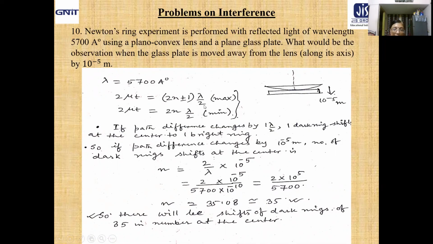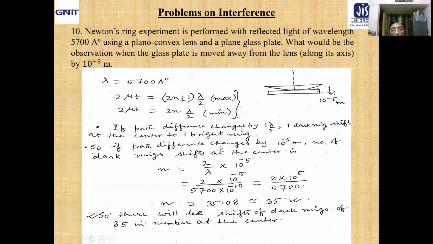Now just take a look at the right hand side. In between the maximum and minimum, there is a change of lambda by 2 in the path difference. That means if path difference changes by lambda by 2, one dark ring at the center shifts to one bright ring. Isn't that? Because in reflected system at the center, we used to get the dark ring. Now, if path difference changes by lambda by 2, there will be a shift of one dark ring to one bright ring. Clear?